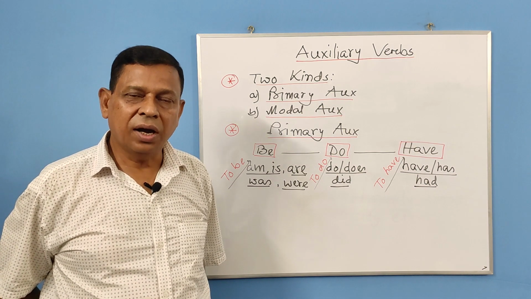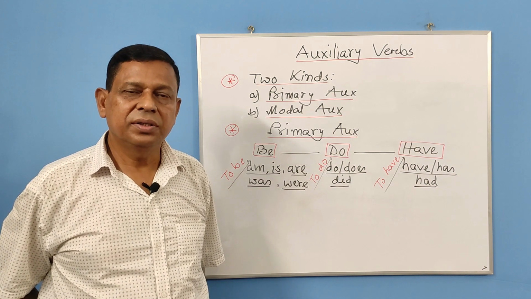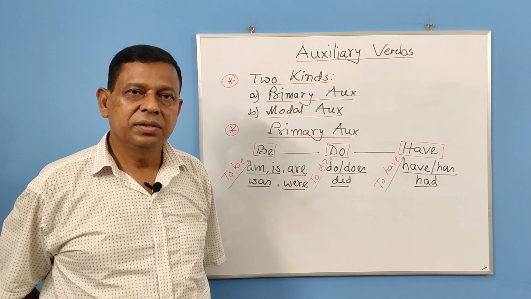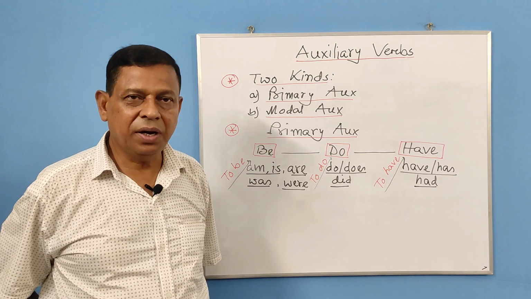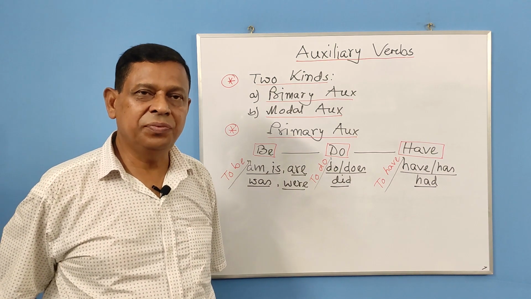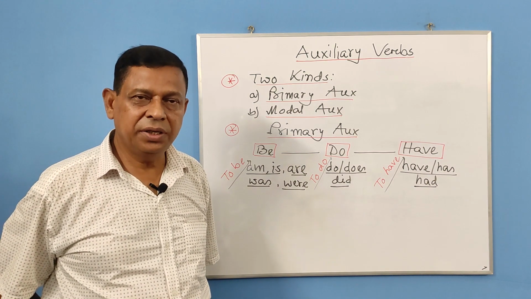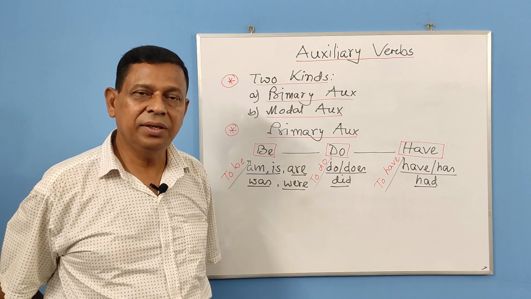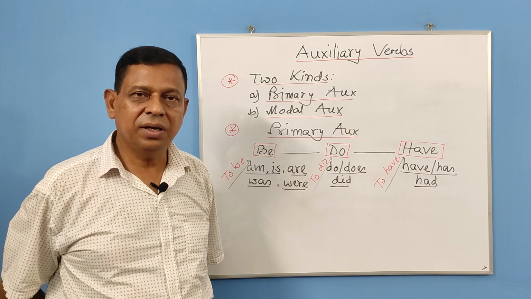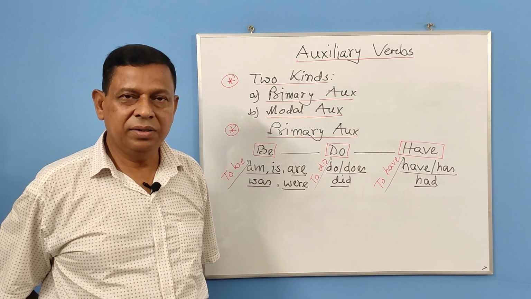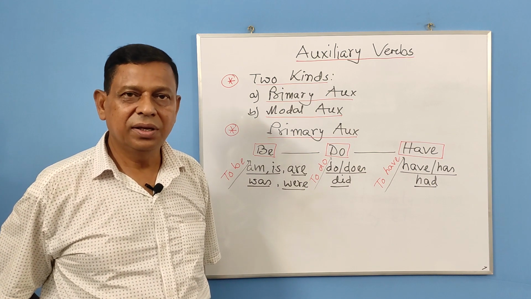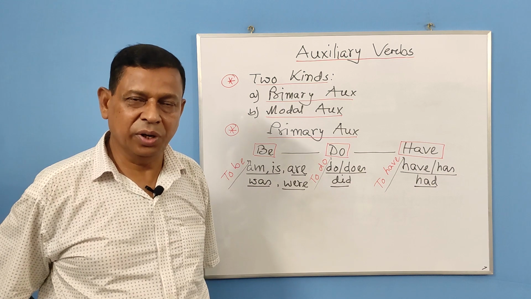Primary auxiliaries are of three kinds. They are be, do and have. Be verbs are of five categories mainly. You see am, is, are. For am and is, the past form is was, and for are, the past form is were.